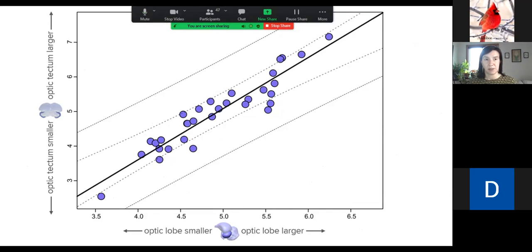And so this means we can confidently make inferences about behavior based just on the size of the endocast structure when we don't have that brain structure.